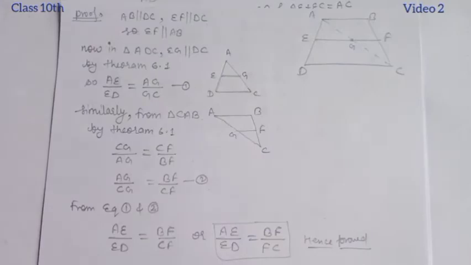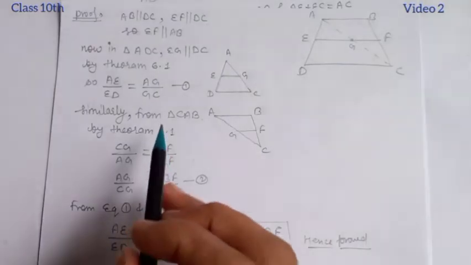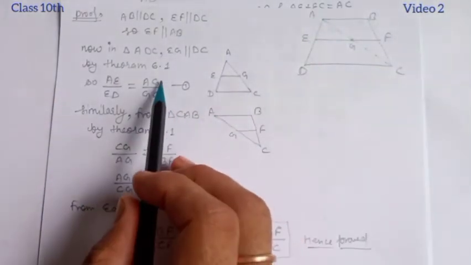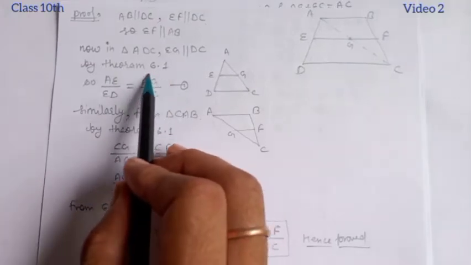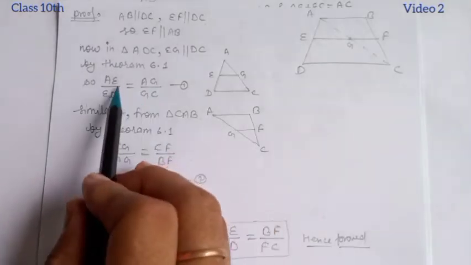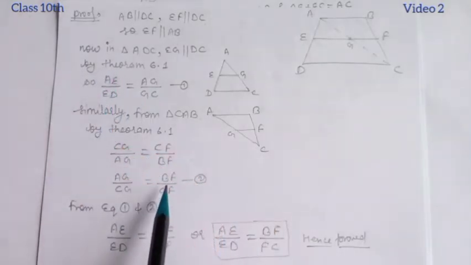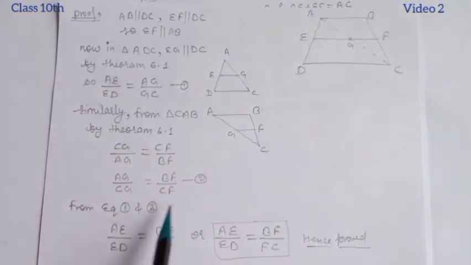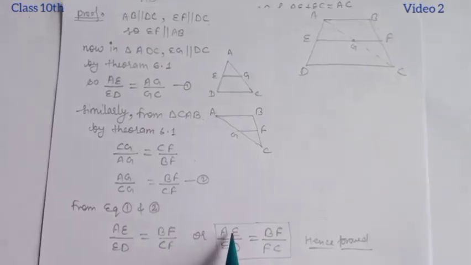So using equations 1 and 2, you can see, students, as I already said, that the term AG upon GC is common in both equation 1 and 2. So hence we obtain that AE upon ED is equal to BF upon FC. So we have proved it like this: AE upon ED is equal to BF upon FC. Hence proved.